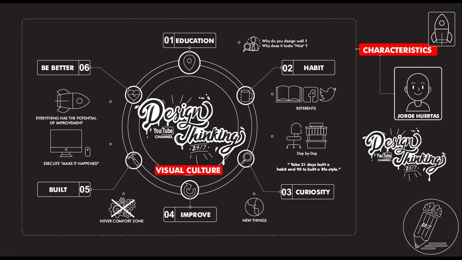Sixth, be better. Everything has the potential of improvement. What does that mean? It means that perhaps right now you are really good at what you are doing. But if you stop working on visual culture, the things that you know and are working with right now, perhaps in a couple of months, won't work. So everything has the potential to always be better. When you are working in design, nothing is ever done forever. Everything could be better.